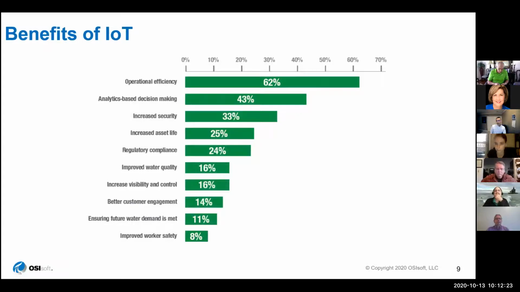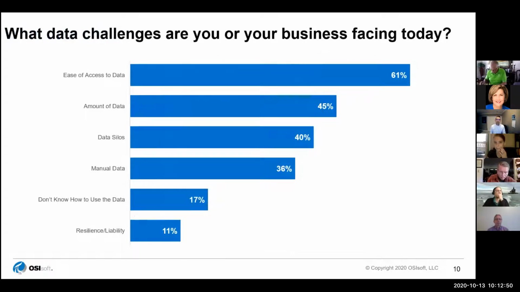And then you ask the question, what are the benefits of IoT? So number one, 62% is operational efficiency. Analytics-based decision-making is number two, and then some about increased security and increasing asset life and so forth. So you can see there's a number of different things, and it really depends on a utility's priority, right? At the end of the day, I think we all want to be resilient utilities and use the data that we have to help that.